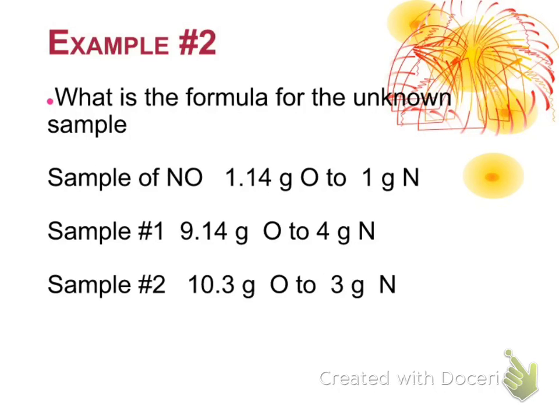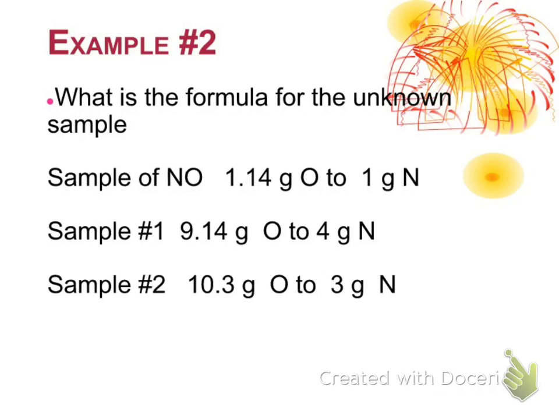This is a 1 to 1.4, so what you'd have to do is make this your divisible one, because the one that divides in is always going to give you 1. So you take 9.14 divided by 4, and what do you get? 2.3, right? Or 2.29 you get for that one. Sample 2, when you take 10.3 divided by 3, you get 3.43. So neither one's the same sample, right?